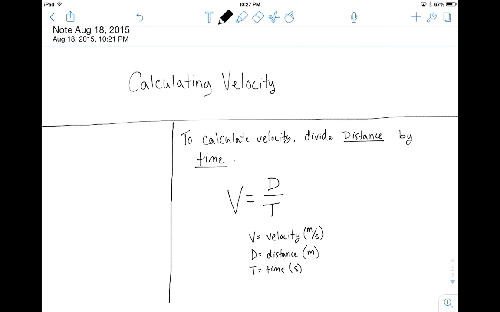So this is what we should have written down so far. To calculate velocity, divide distance by time. We did that in the car example. When I was driving my car, you took the distance that I drove divided by the time it took me to do it, and that gave me the velocity. So far, this is all that we're going to put in the right side. The left side is where we put our questions.